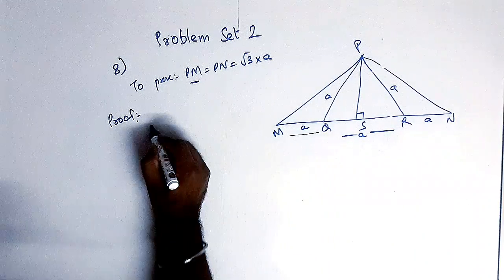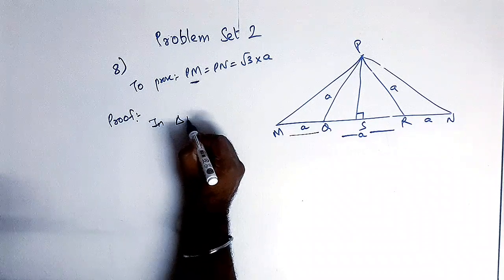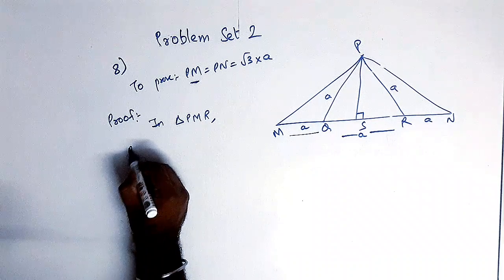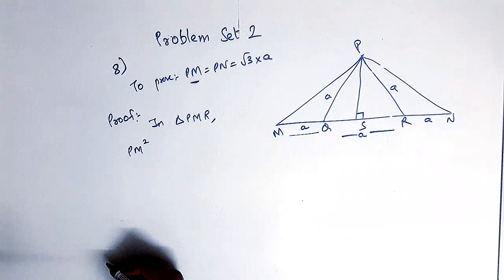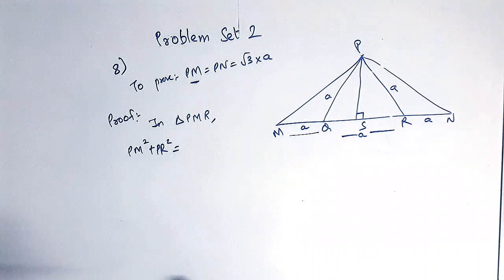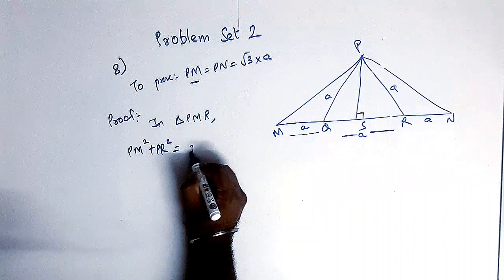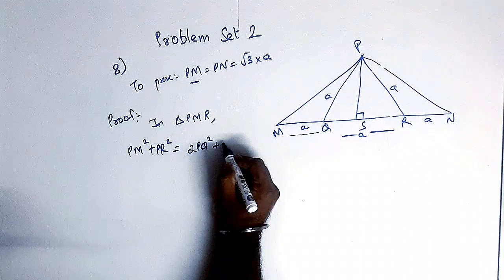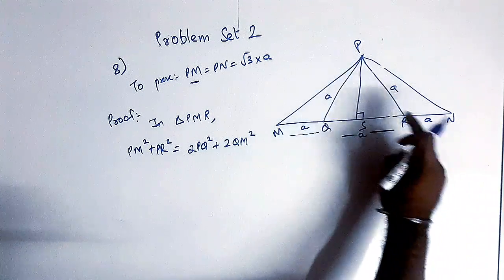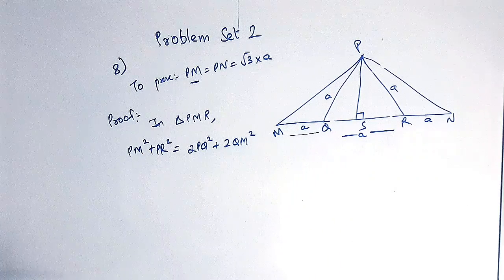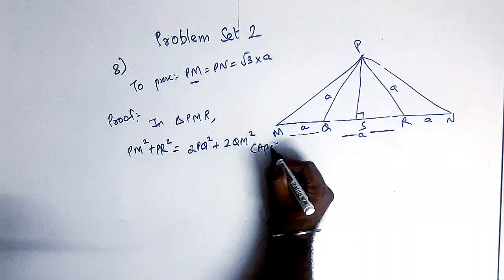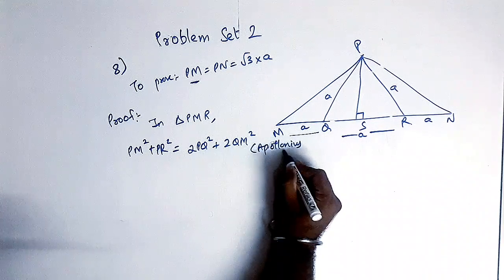So I'll write, in triangle PMR, PM square plus PR square equals 2PQ square plus 2QM square. Okay, PM square plus PR square is equal to 2PQ square plus 2QM square. This is by what? Apollonius theorem.